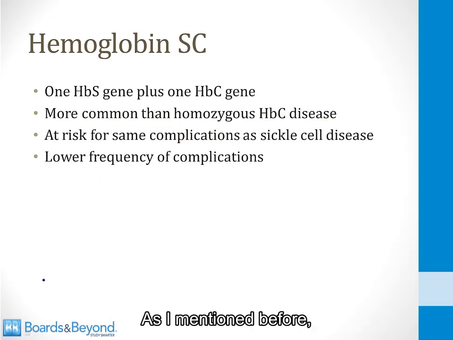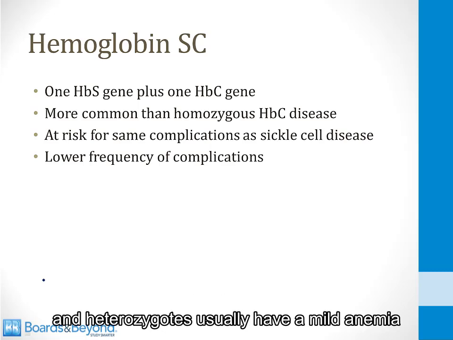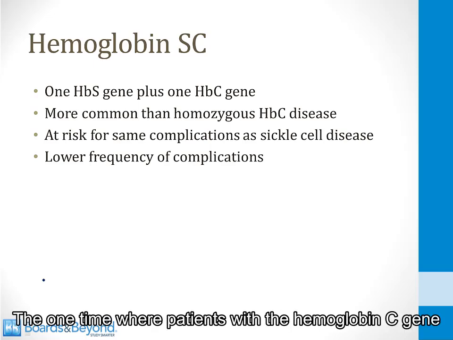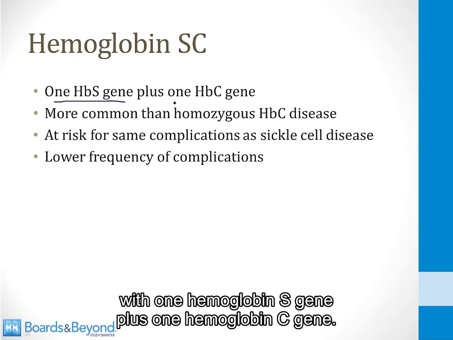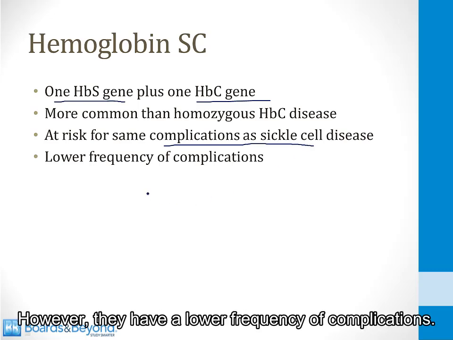As I mentioned before, homozygotes for the hemoglobin C mutation are very rare, and heterozygotes usually have a mild anemia and do not have sickling. The one time where patients with the hemoglobin C gene can develop sickling is if they are born with one hemoglobin S gene plus one hemoglobin C gene. These patients are at risk for the same complications as in sickle cell disease, however they have a lower frequency of complications.